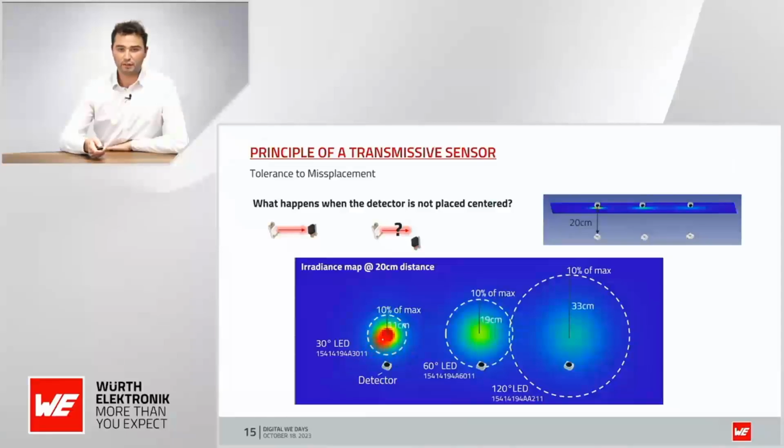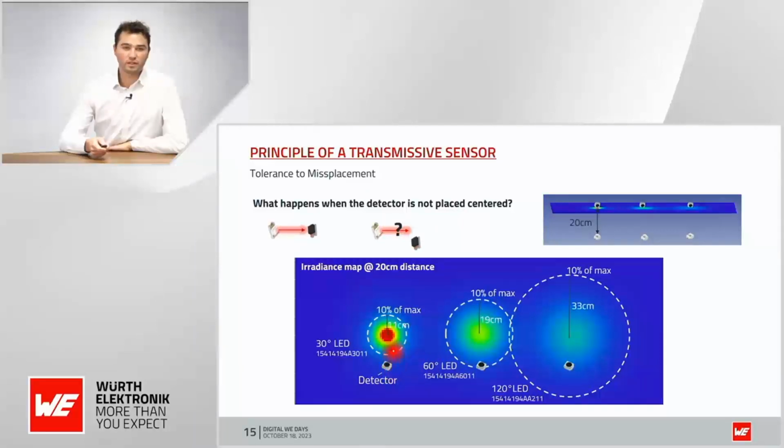For this, I have compared 3 different viewing angles of LEDs. I have a 30 degrees LED, a 60 degrees LED, and a 120 degrees LED. Now let's place a detector deliberately off center, and let's see what it sees.